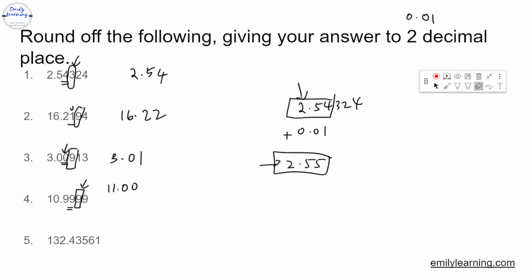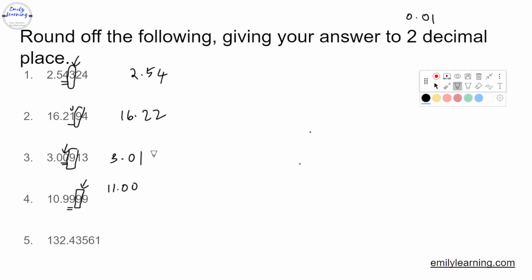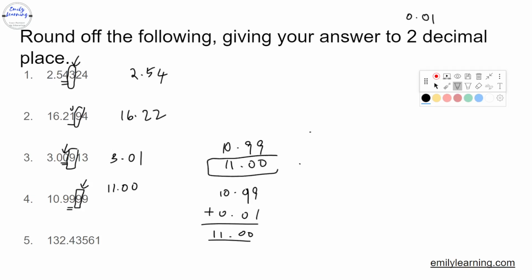Okay, so it is exactly the same for 10.999. If I were to round it off to 2 decimal places, it's either 10.99 or 0.01 more than 10.99. So 0.01 more than 10.99 is 11.00. So the answer for rounding off 10.999 to 2 decimal places is either 10.99 or 11.00.